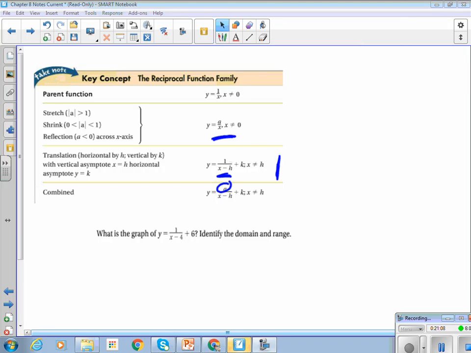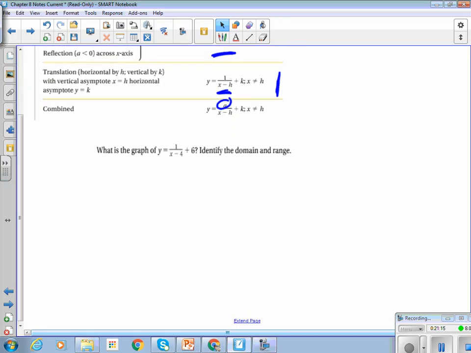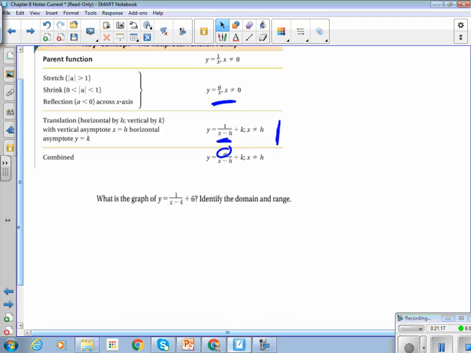Okay, so we have a graph y equals 1 over x minus 4 plus 6. We're going to identify the domain and range. There's one part here that I do want you to highlight. So it's going to be in pink: the horizontal asymptote. We're going to do all this. Vertical asymptote, x equals h. Horizontal asymptote, y equals k. We're going to need that information later on in this section.